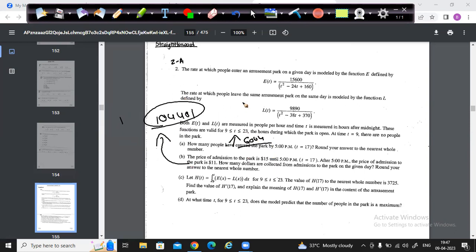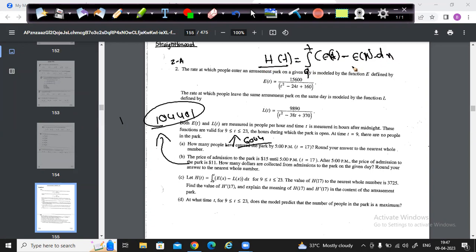Now he's asking, he has given H of t is the integral from 9 to t of E of x minus L of x dx, where t lies between 9 and 23. The value of H of 17 to the nearest whole number is 3725. So H of t is the integral from 9 to t of E of x minus L of x dx, which means people who are coming and going.